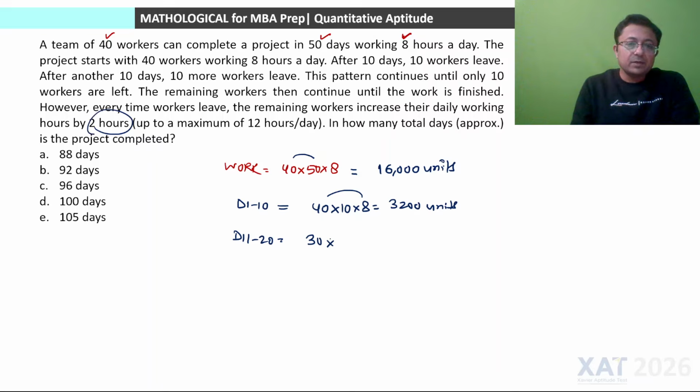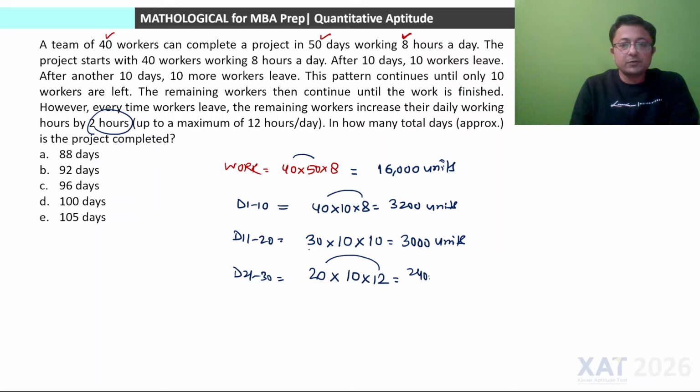Like this time, there are only 30 workers. They are working for 10 days, but number of hours kitna hai? Daily work hours are 10 now. 3000 units work will be done in this case from day 11 to day 20. Similarly, from day 21 to day 30, number of workers will be 20. Number of days are 10, and number of hours will be 10 plus 2, 12. So work done will be 12 into 20 into 10, 2400 units.